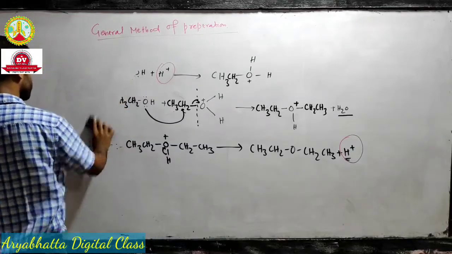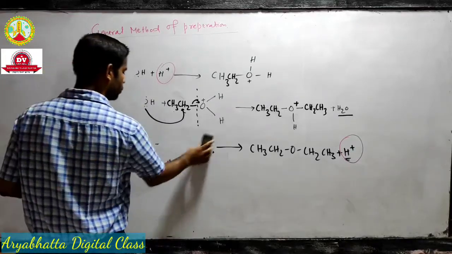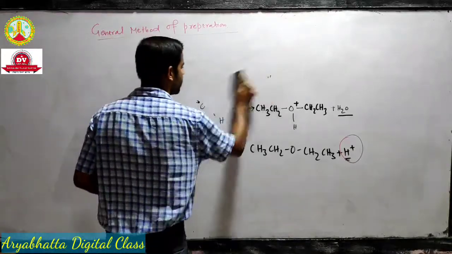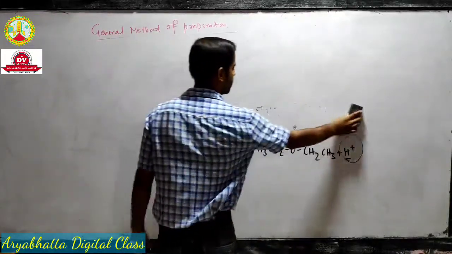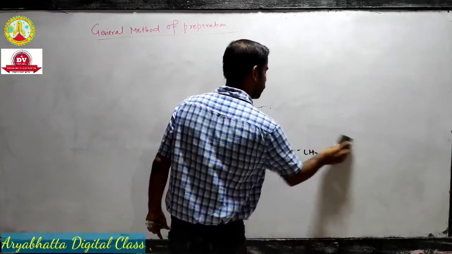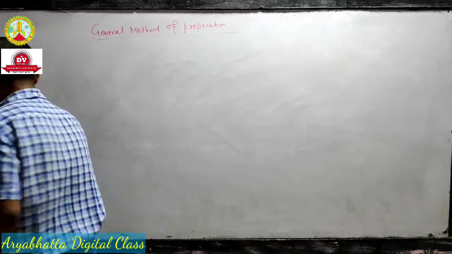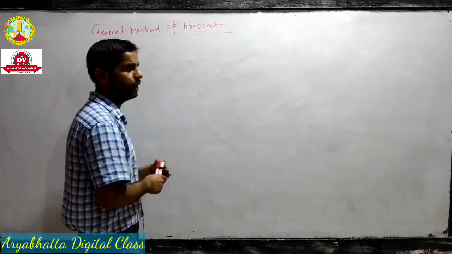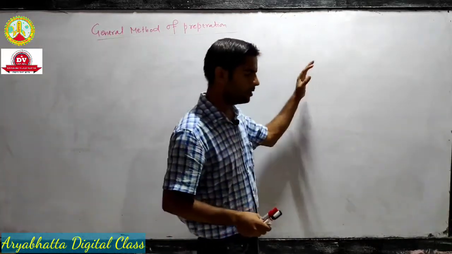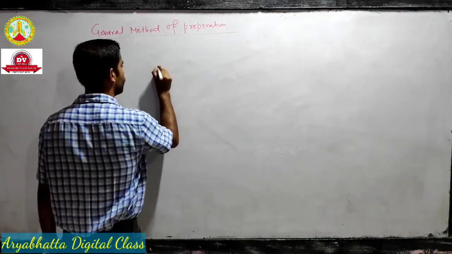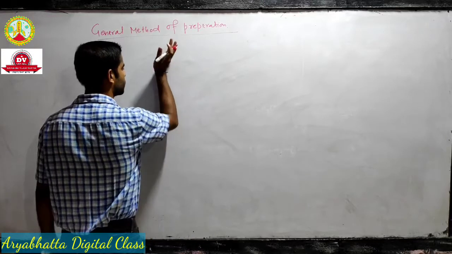Now, in most of the reactions, after the mechanism we discussed what kind of alcohols can give better products. So in the general method of preparation for ethers, you have to keep in mind that this reaction is good for primary alcohols.